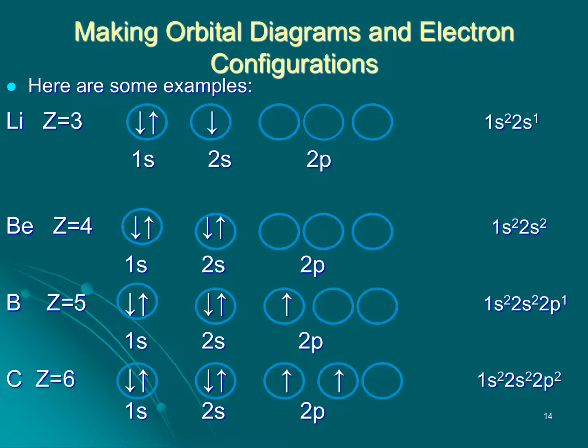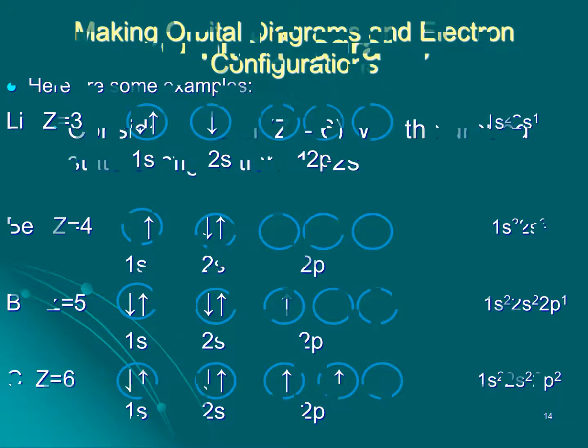Now, when we get to carbon, we get a little bit of an issue and we're not sure what to do. So we've got 2 electrons in the 2p.